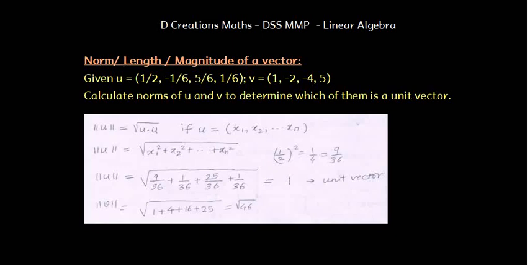But of course there are vectors which may not be unit vectors. For example, vector v. If you try to calculate the norm of that, simply square it, so that it will be the square root of 1 plus 4 plus 16 plus 25, which is going to give you the square root of 46. So it is definitely not a unit vector.